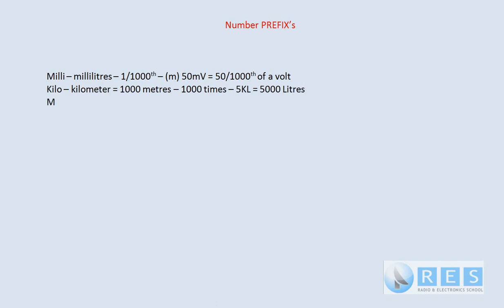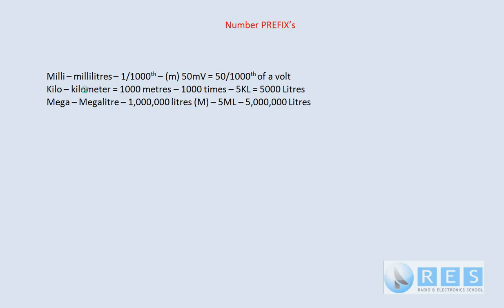And the last one is mega. Mega, you might have heard of a megalitre of water. A megalitre of water is 1,000,000 litres of water. So mega means 1,000,000 times. The symbol for mega is a capital M. So 5 megalitres of water would be 5 million litres of water. They're the ones you need to know for your foundation assessment.